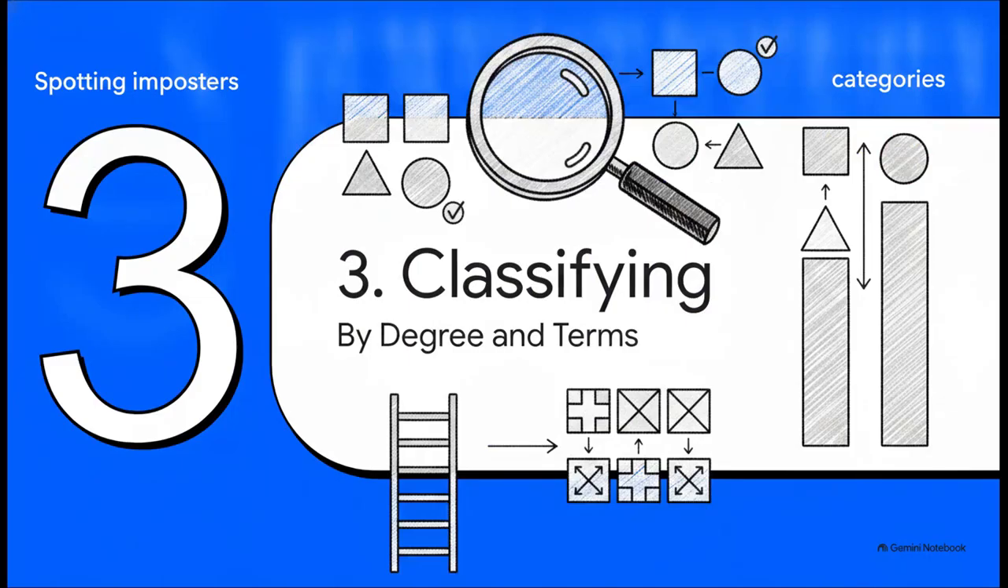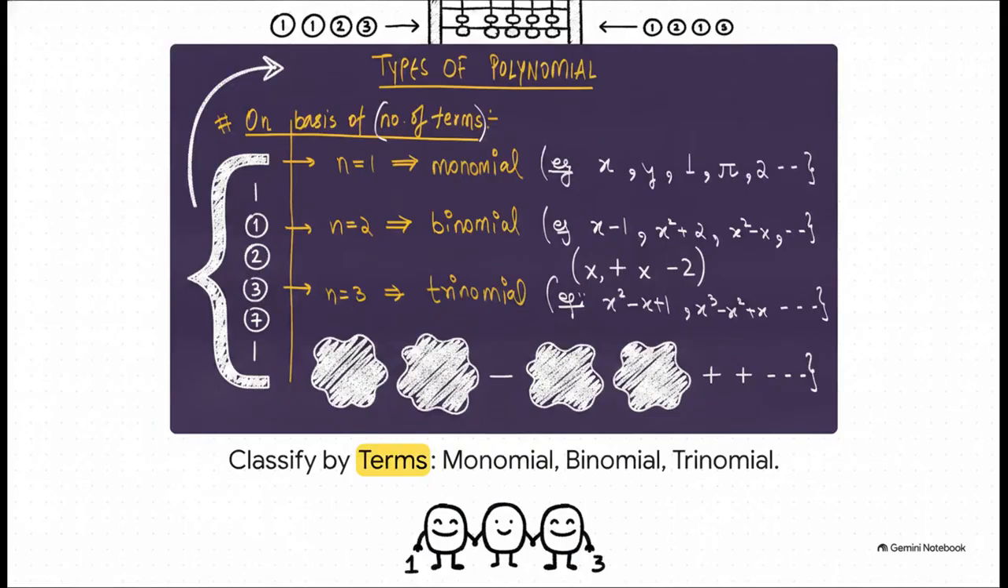Okay, on to Section 3, classifying by degree and terms. Let's organize our verified polynomials into neat specific categories. First up, we can classify them by simply counting the terms. Think of terms as the chunks of the expression, which are separated by plus or minus signs. If there's only one chunk, like an x, or just a constant like 2, it's a monomial. Got 2 chunks, like x minus 1? That's a binomial. And if there are 3 chunks, like x squared minus x plus 1, you guessed it, it's a trinomial. It is literally as simple as counting 1, 2, 3.